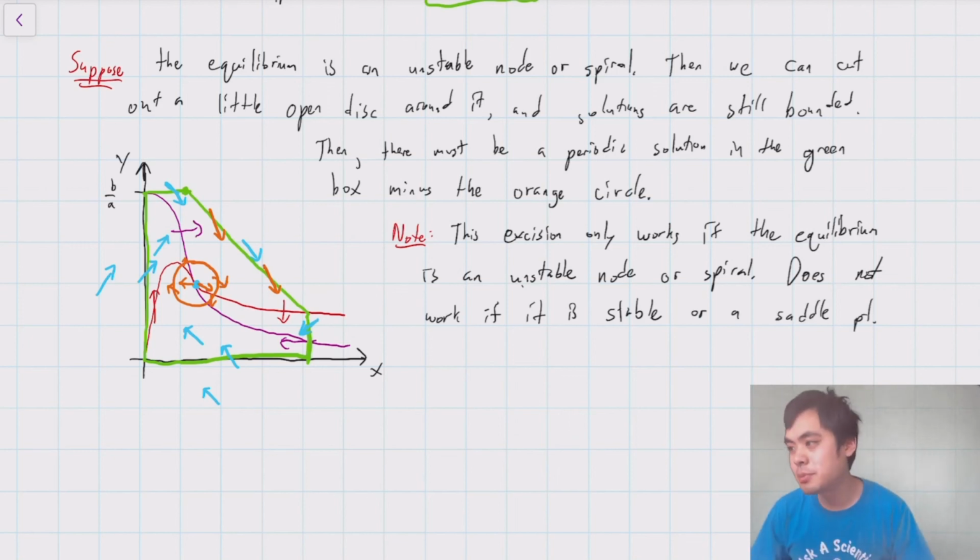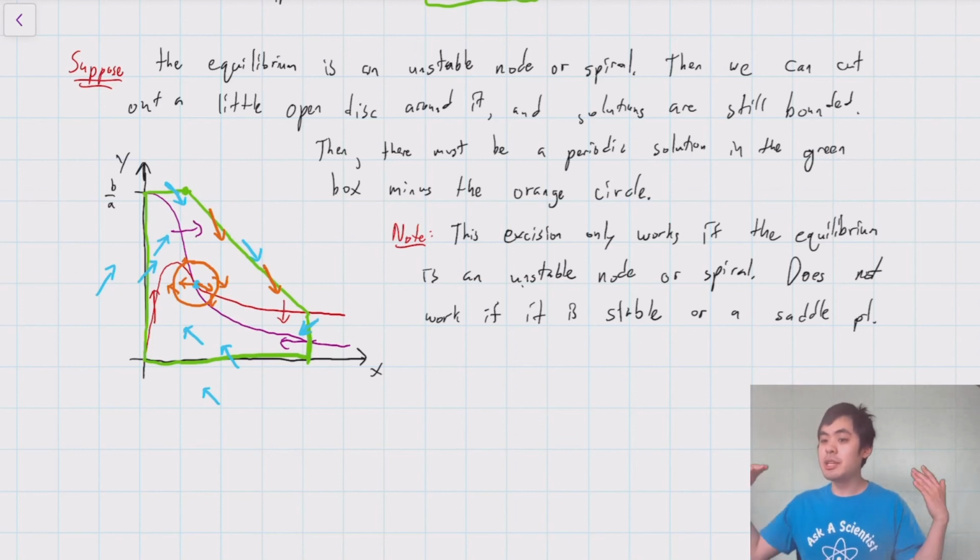Now, the reason for this is because if it's stable or a saddle point, there's some direction along which trajectories are going inward. And so because of that, you can't ensure that the trajectories don't accidentally cross into your orange circle, even if you make your orange circle really, really small. This works because if the equilibrium is an unstable node or spiral, then if you make the circle really, really small, because of the instability of the equilibrium, trajectories along that border get pushed outward.